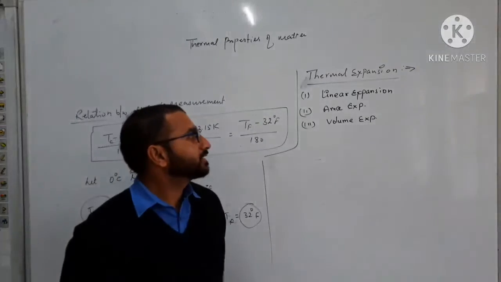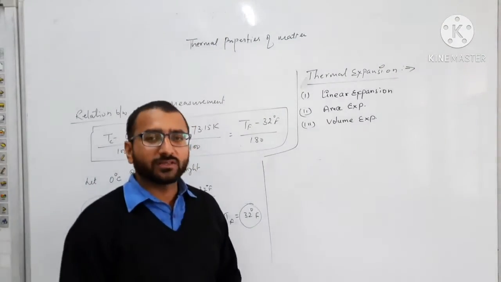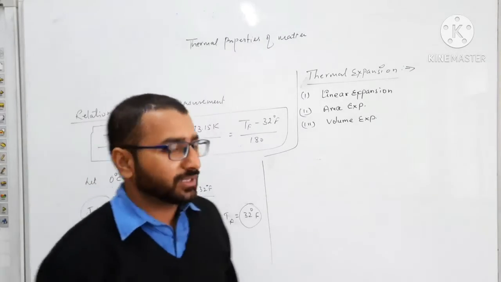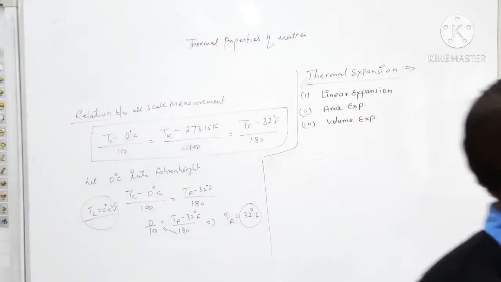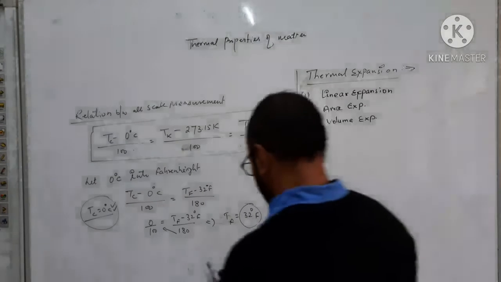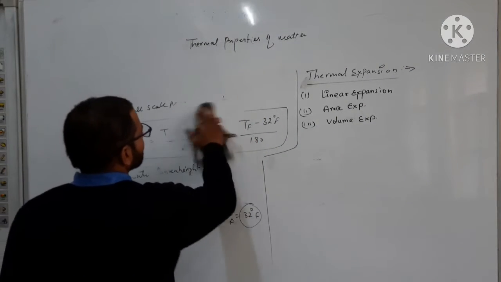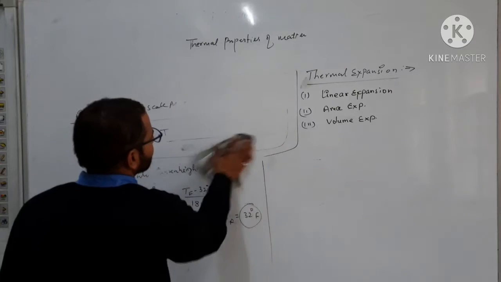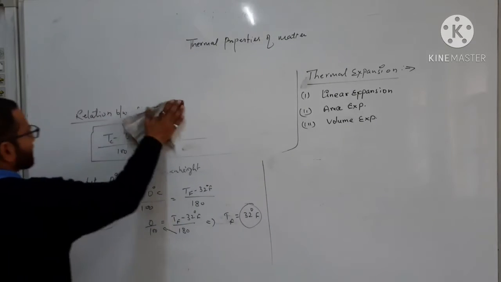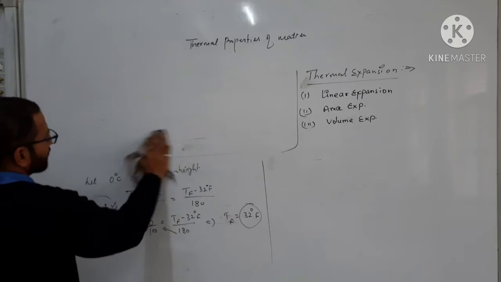So here I have written the value of thermal expansion: linear expansion, areal expansion, and volume expansion. And as we know, when we talk about different types of expansion, we have first linear expansion. What is the meaning of expansion, and why are we talking about expansion? Because this expansion is totally dependent on temperature.